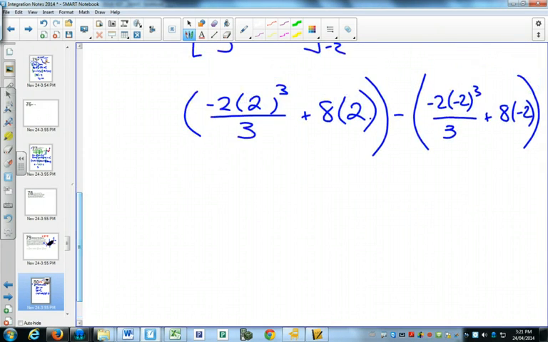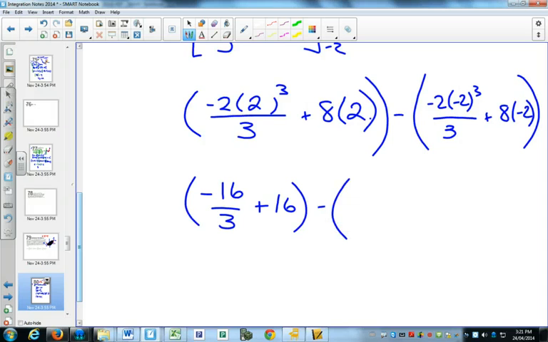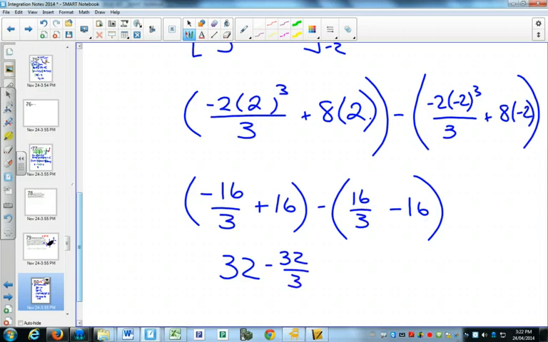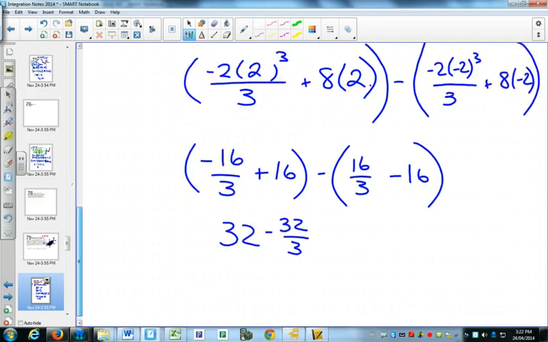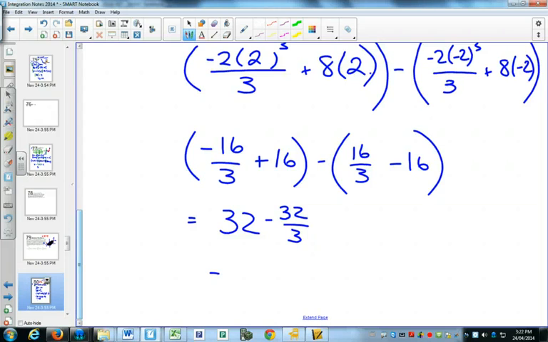Okay, so you plug it in. When you multiply it all out, this will be negative 16 over 3 plus 16 minus 16 over 3 minus 16, which will give you 32 minus 32 over 3. 96 over 3 minus 32 over 3 is 64 over 3.